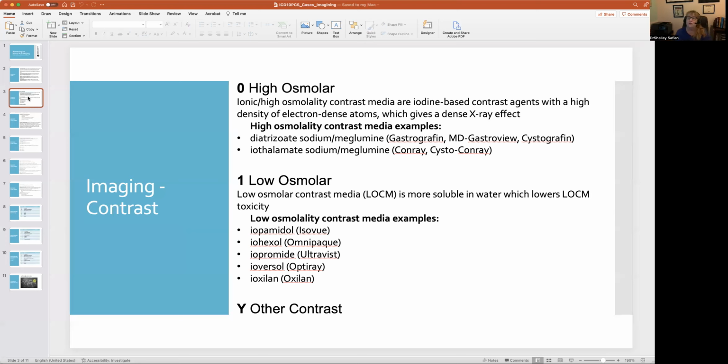So you see here, I gave you some examples. High osmolality, okay, osmolality is diatrizoate sodium meglumine, which would be the generic name, with brand names of Gastrografin, MD-Gastroview, and Cystografin. Okay. Now remember, you could say, well, how am I supposed to know that?